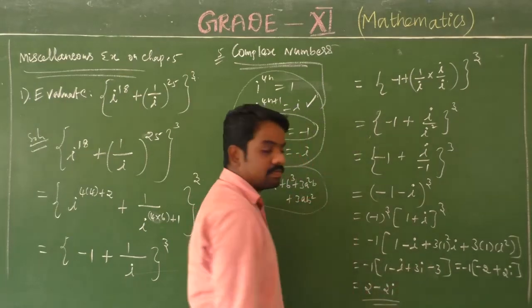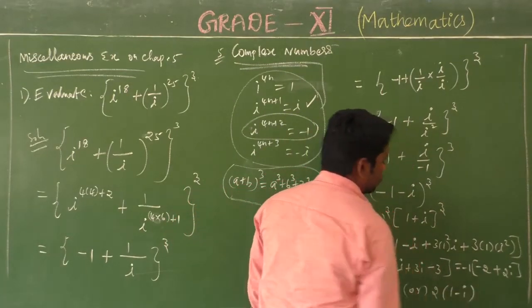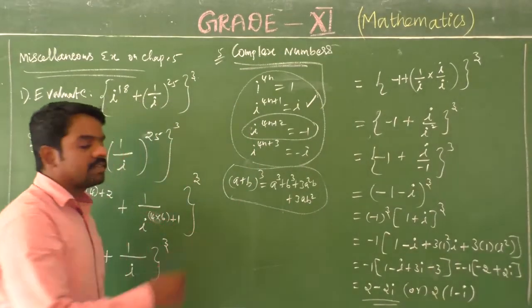This is the value. Or 2 into 1 minus i. This is the value. Okay? Right.